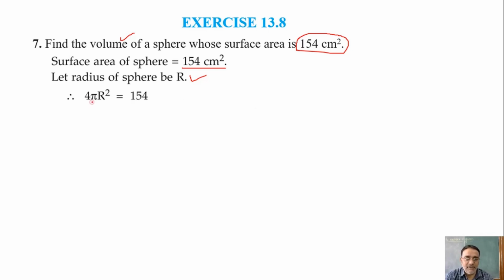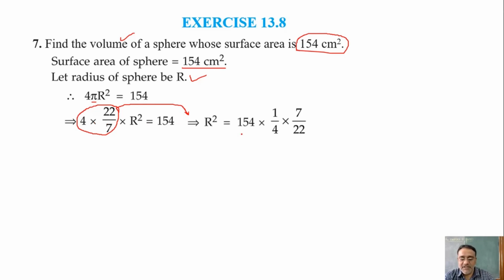Now we'll substitute the value of pi, that is 22 by 7. After that we will shift all this to the right hand side. If you shift to the right hand side, we have to take the reciprocal. So 154 can be cancelled with 22, so we are getting 7. So 7 into 7, that is 49 by 4. So r will be the square root of 49 by 4. What is the square root of 49 by 4? 7 by 2. Very good, 7 by 2 centimeter.